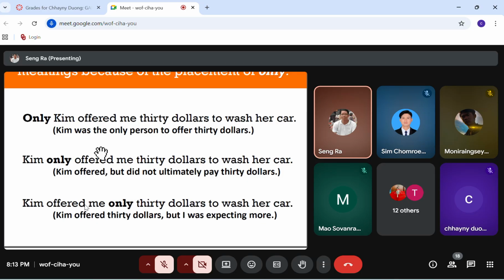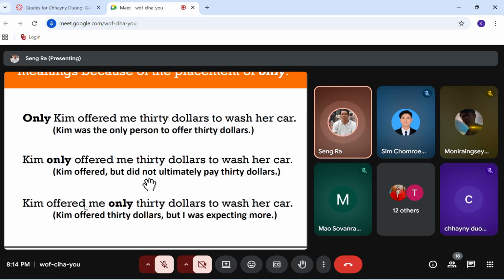But "I only love you" means everybody in the world, all the women in the world, I love you, not somebody else. You see, that makes a difference. I only love you, nothing else, only love, no pity. Different position, different meaning.